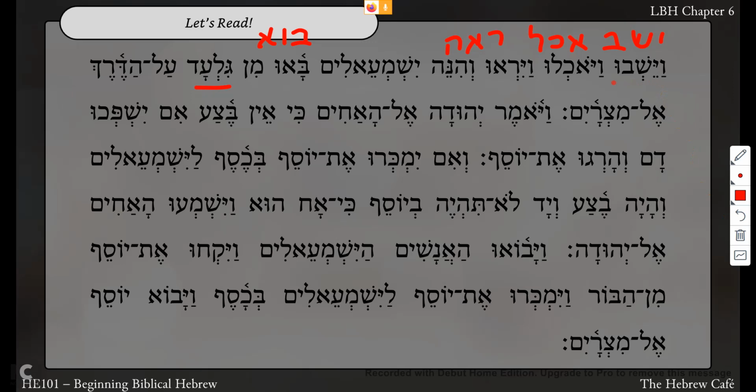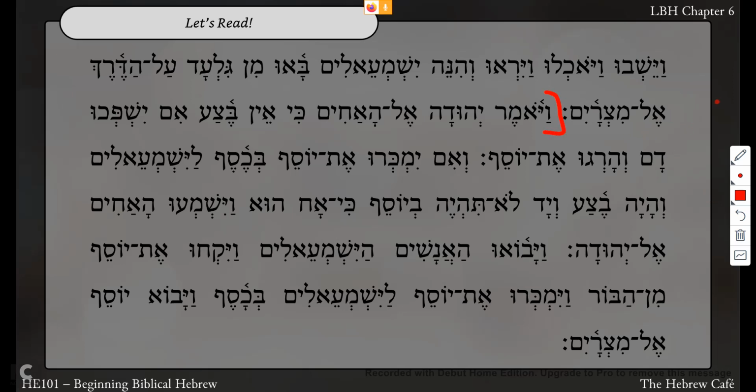So vayeshvu, vayochelu, vayir'u. Okay, this is three verbs that are vav consecutive imperfects. They sat, they ate, and they saw, or they looked. And behold, vehinei, Ishmaelites came from Gilad on the road to Egypt. Very nice. Vayeshvu, vayochelu, vayir'u, vehinei Yishma'elim ba'u min Gil'ad al haderech el Mitzrayim. All right, it's your turn, Gio, from here.